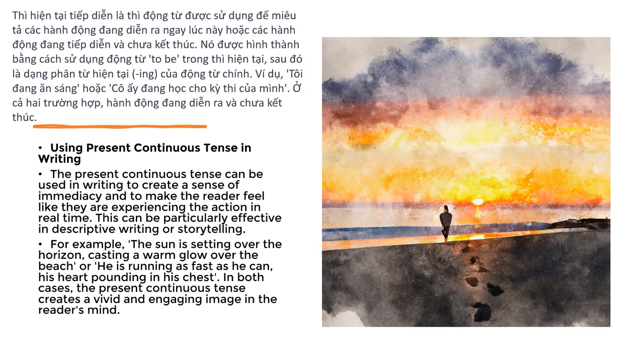Similarly, in storytelling, the present continuous tense can be used to heighten the tension and suspense of a scene. For example, he is running as fast as he can. His heart pounding in his chest creates a sense of urgency and excitement, as the reader feels like they are experiencing the action in real time. Thus, mastering the present continuous tense is essential for effective communication in both spoken and written forms of English.